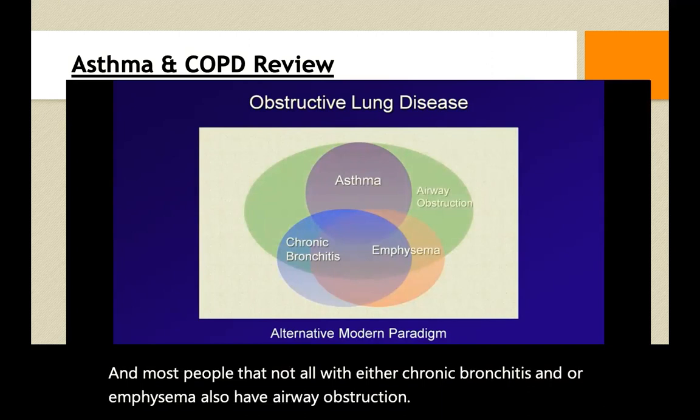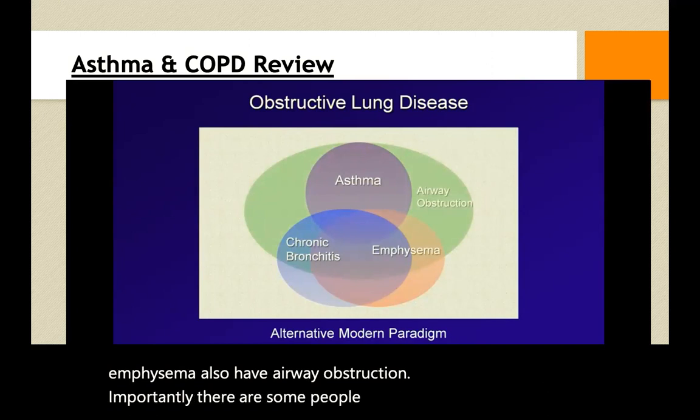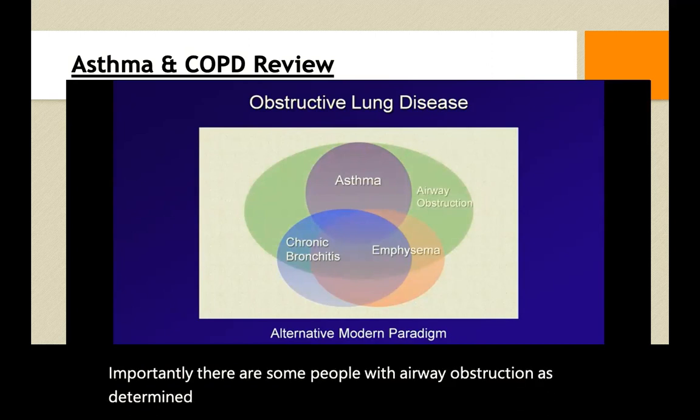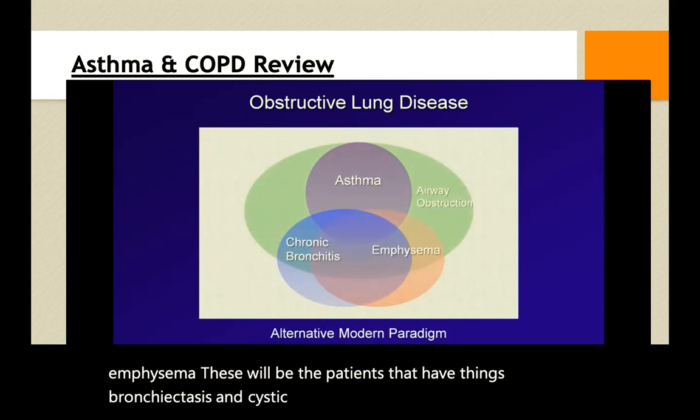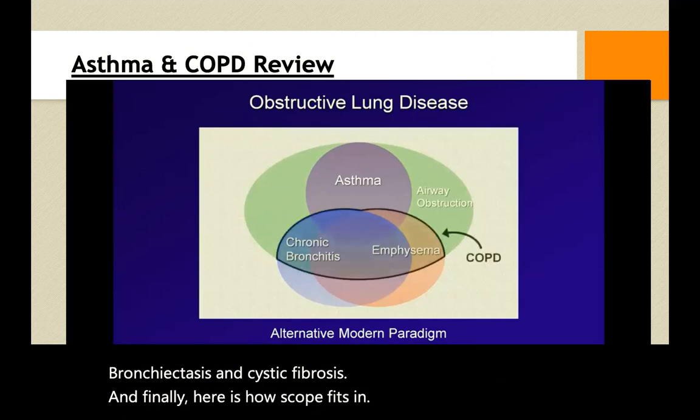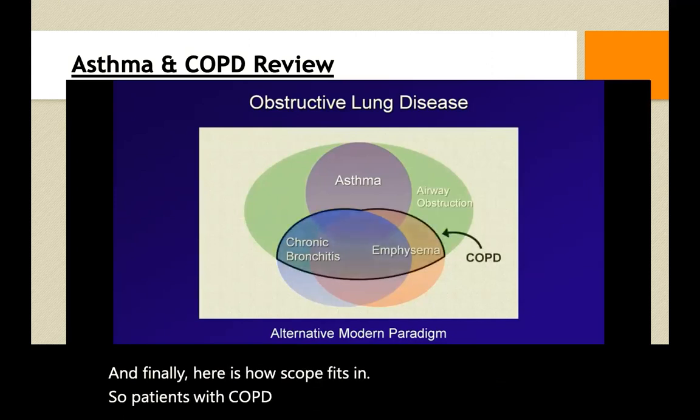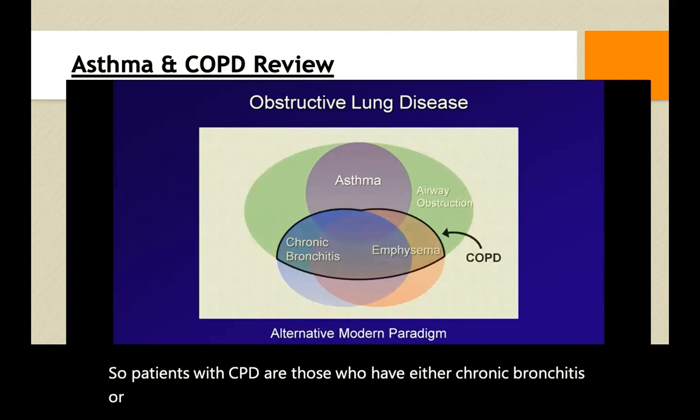Importantly, there are some people with airway obstruction as determined by PFTs who have neither asthma, chronic bronchitis, nor emphysema. These would be the patients that have things like bronchiectasis and cystic fibrosis. And finally, here is how COPD fits in. Patients with COPD are those who have either chronic bronchitis and/or emphysema who also have airway obstruction.